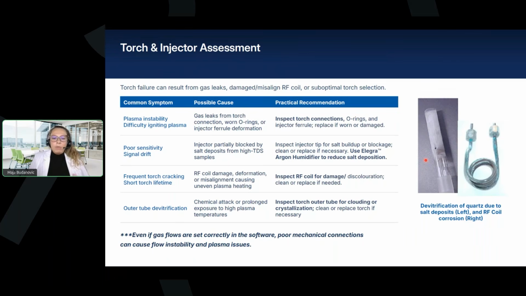So overall, remember that the torch performance depends not only on your software operating settings, but also on the physical condition of the torch, of the connections, and RF coil. So any poor mechanical connection can still cause flow instability and plasma issues, even if the gas flows are correctly set.